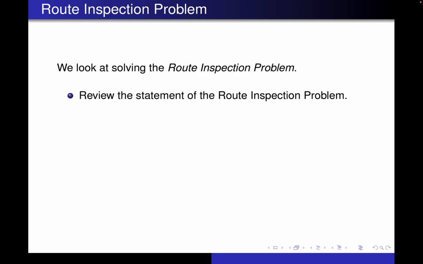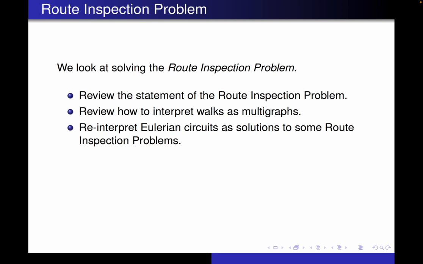Now that you've had a chance to think about how the root inspection problem works, we're going to look at solving that problem. So first we'll review the statement of the root inspection problem so that we're all on the same page. We'll review how to interpret walks as multigraphs, as that's going to be really important to us for actually solving the problem. We're going to reinterpret Eulerian circuits as solutions to some of the root inspection problems, which is not the way we were thinking about it when we started with Eulerian circuits.